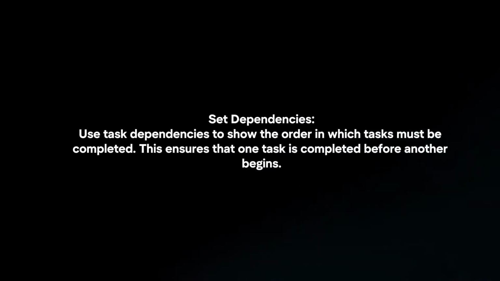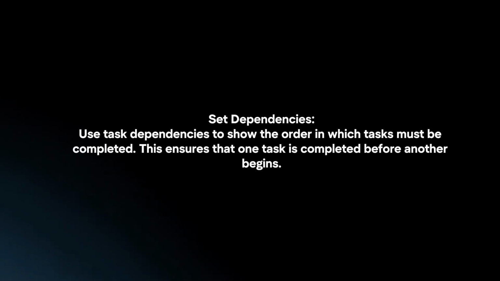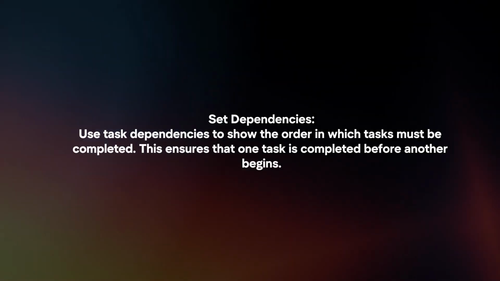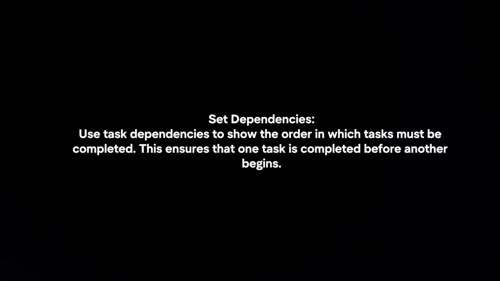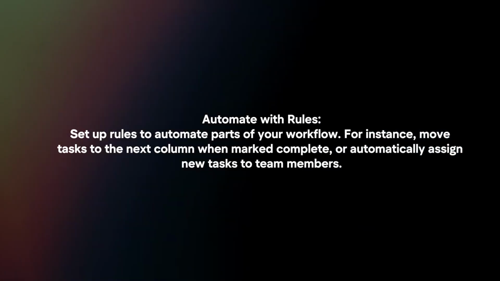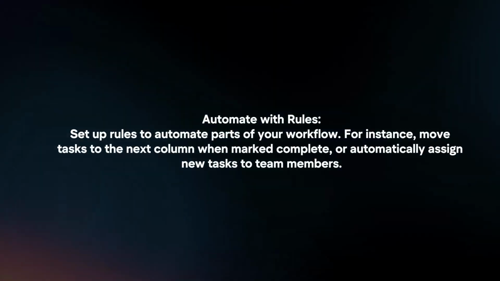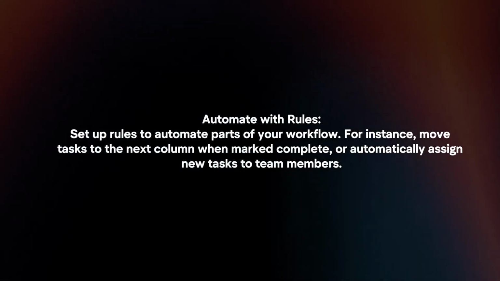Set dependencies. Use task dependencies to show the order in which tasks must be completed. This ensures that one task is completed before another begins. Automate with rules. Set up rules to automate parts of your workflow. For instance, move tasks to the next column when marked complete, or automatically assign new tasks to team members.